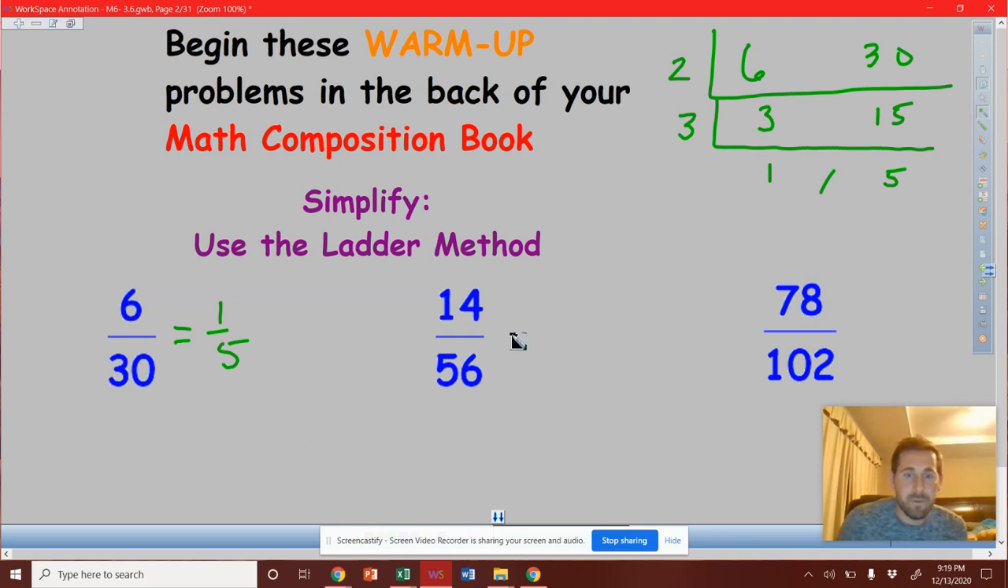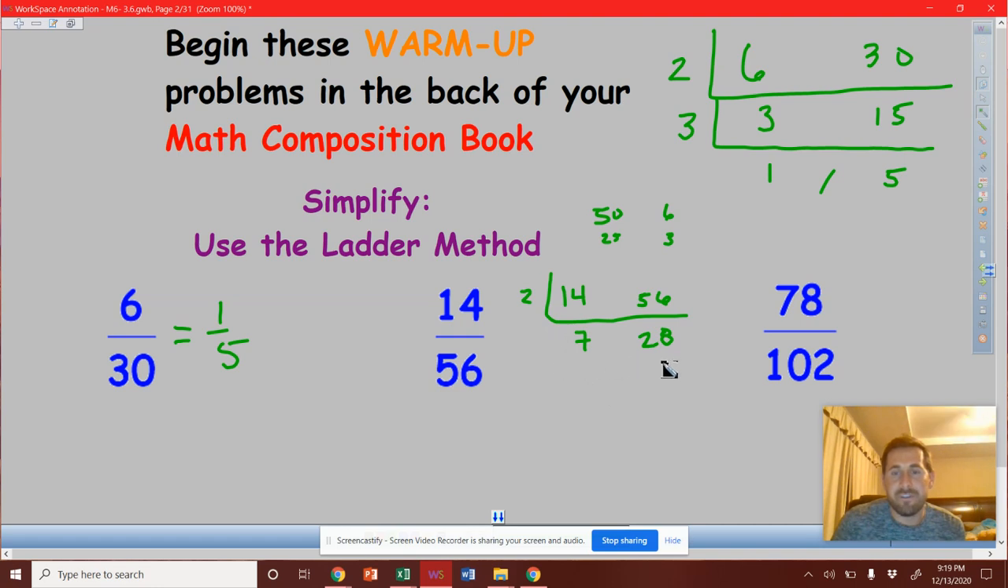Okay? And we'll do the same thing with 14 and 56. Again, 14's even, 56 even. So let's go put a 2. How many 2's go into 14? 7. How many 2's go into 56? Think of how many 2's go into 50, 25, and how many 2's go into 6, because 50 plus 6 is 56, right? So how many 2's go into 6 is 3. So you have 25 plus 3. It's 28 of them. Okay?